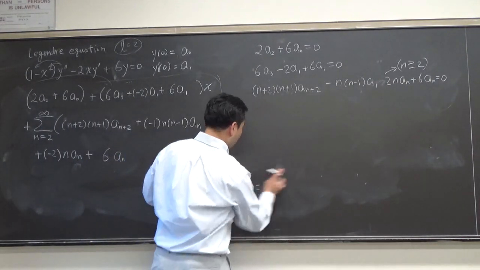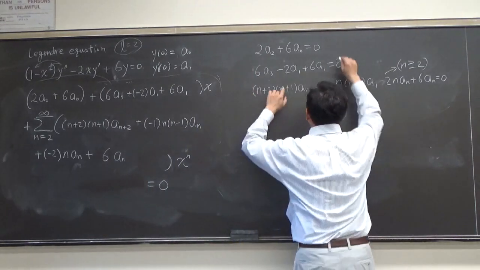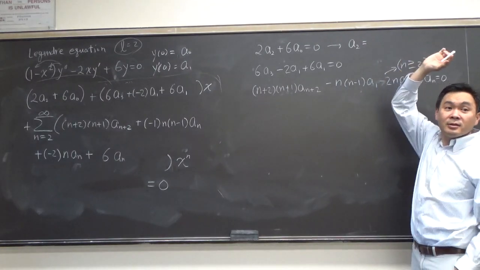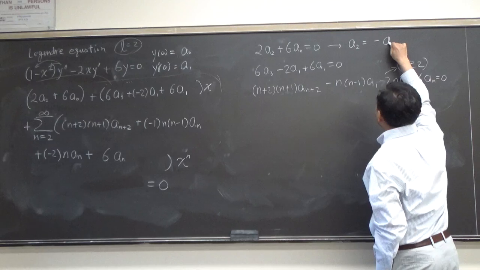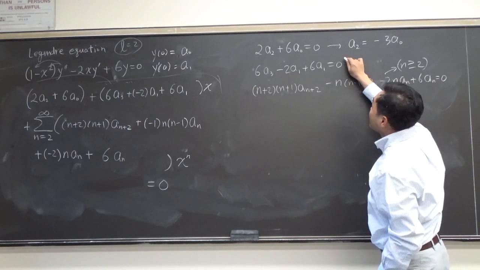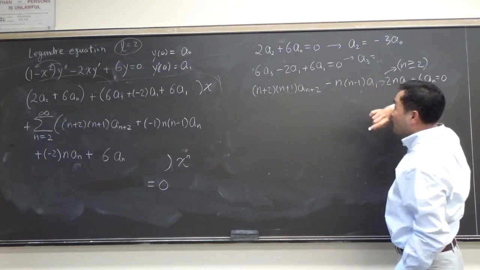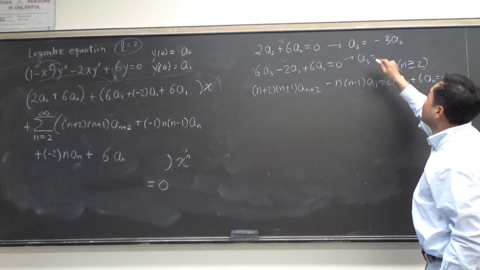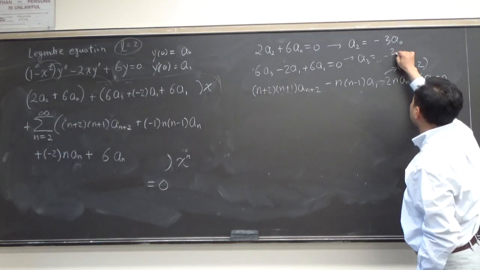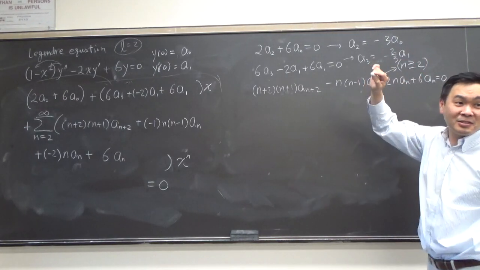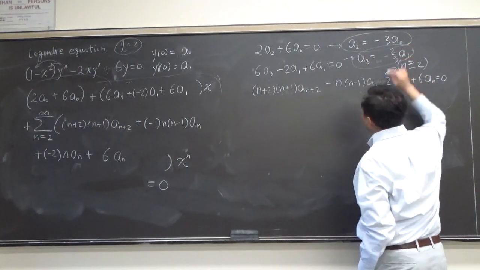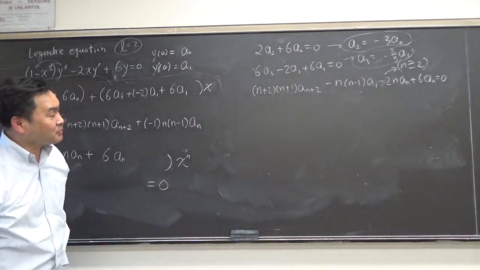So let's do that, which in the first two cases is easy, right? What is a2 then? a2 is negative a0. Here a3 is negative 4 divided by 6, which is negative 2/3 a1. Am I right? Are you following? Okay, good. Please check my calculations.